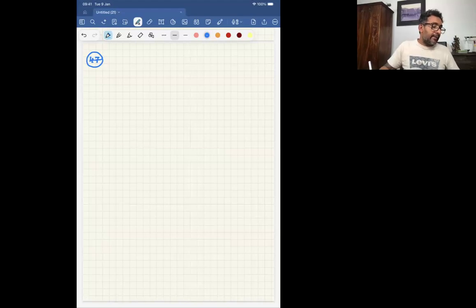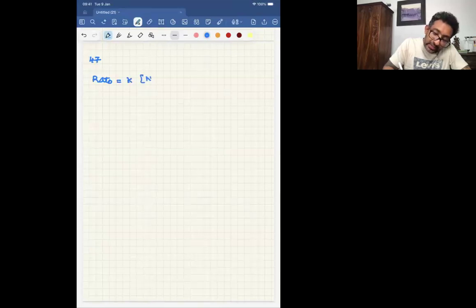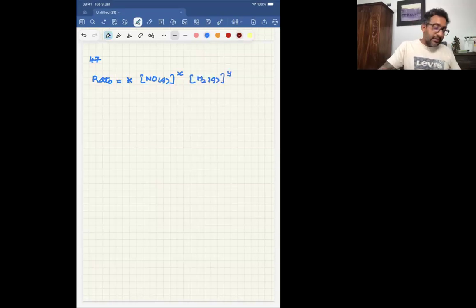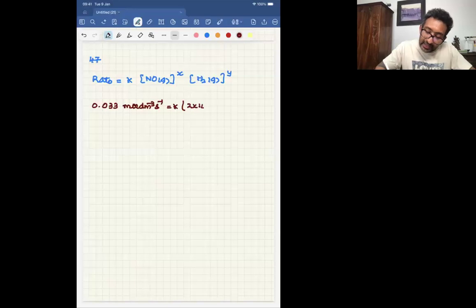Right. So rate is equal to K times NO gas to the power X, hydrogen gas to the power Y. So rate is equal to 0.033 moles per cubic decimeter per second, which is equal to K times 2 × 10 to the power minus 3 moles per cubic decimeter to the power X, 1.2 × 10 to the power minus 2 moles per cubic decimeter to the power Y.